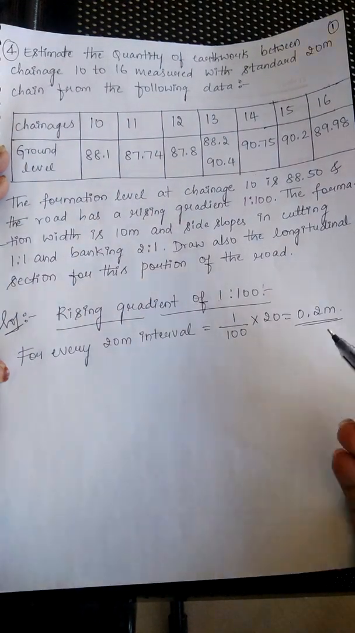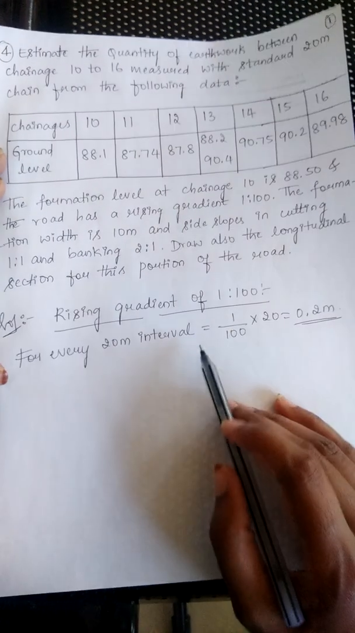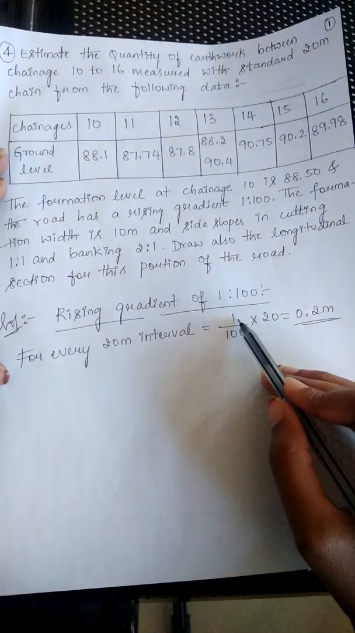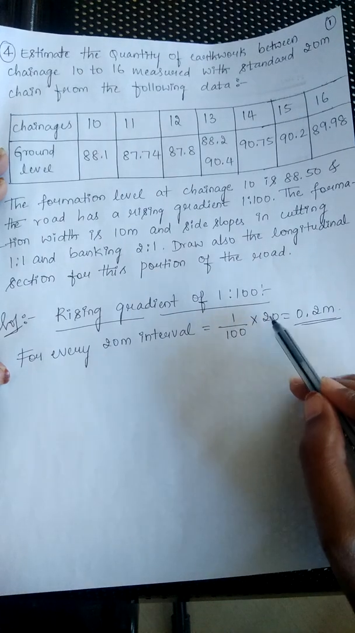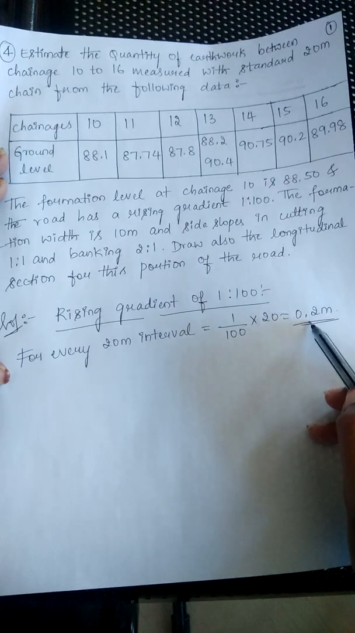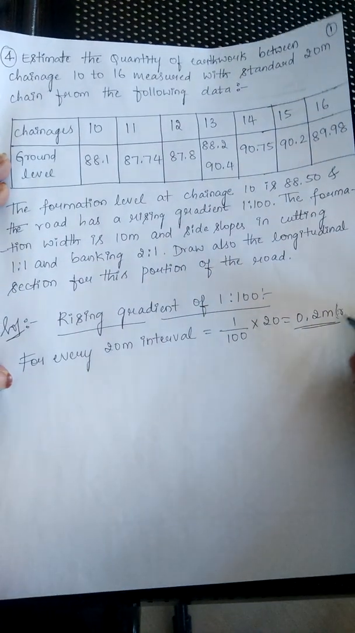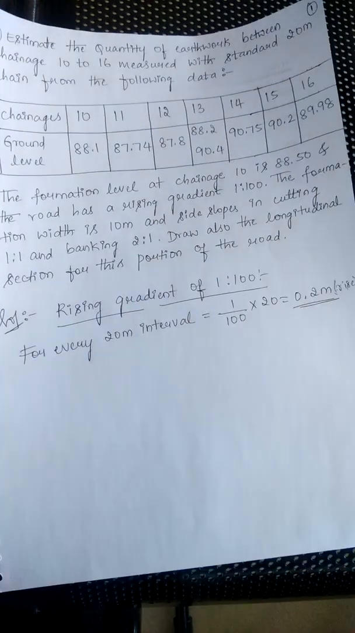As the rising gradient is given, definitely we will be getting the height of the rise here, and to find that you have to multiply the given gradient with the interval. The given gradient is 1/100 and the interval is 20. On dividing 20 by 100, you will be getting 0.2 meter as the height of the rise here. So this is the rise height. After finding this, we have to find the formation levels.